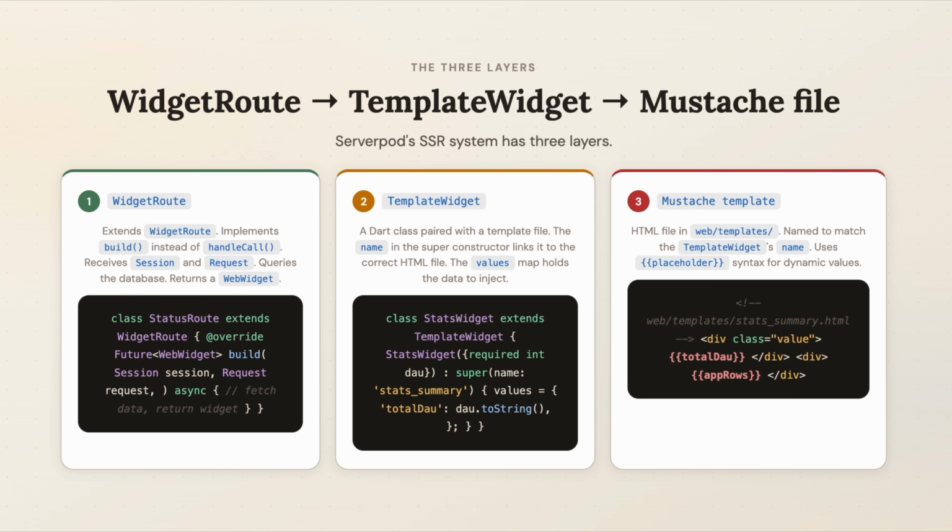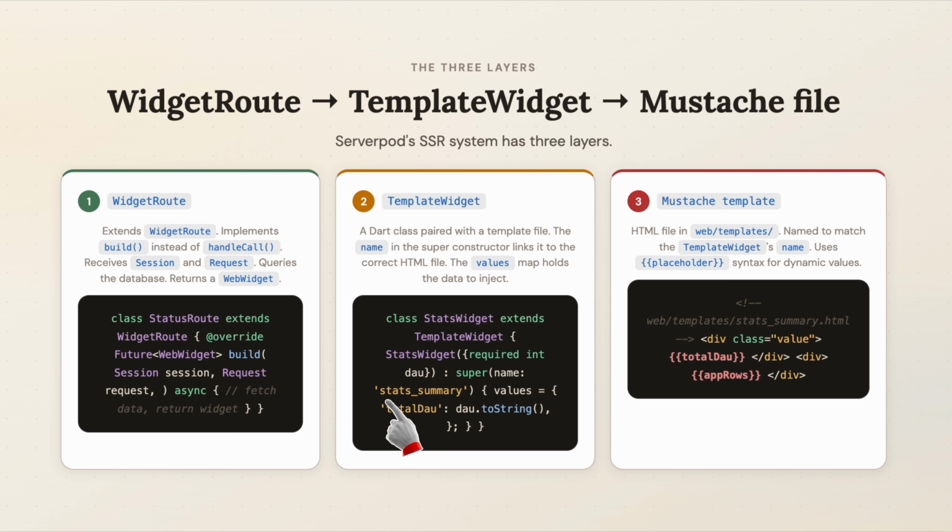Then the third layer is the Mustache template file itself. This lives in the templates folder in the web directory inside your server package. It is a plain HTML file with double curly brace placeholders that get replaced with the values from your Dart class when the page is rendered. So the naming connection is important. The name you pass to the TemplateWidget super constructor must match the file name of the template in the templates folder in the web directory. So if you write super and the name is stats_summary, Serverpod looks for an HTML template called stats_summary.